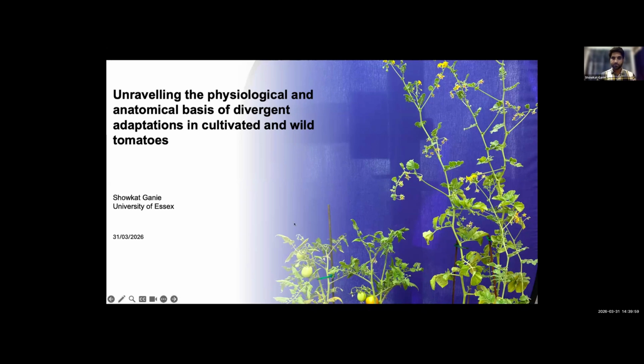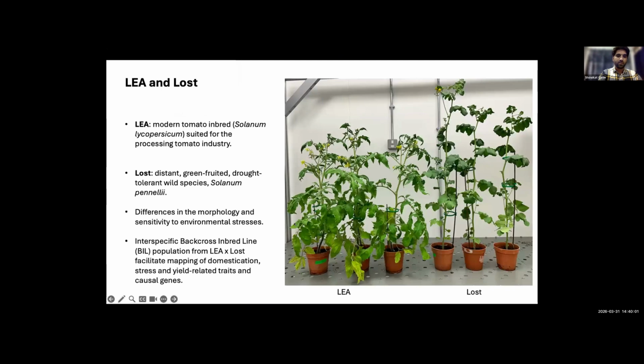So I'll directly go to the contents. We have studied two species of tomato, one of them is called Lea and the other is called Lost. Lea is Solanum lycopersicum, which is a modern tomato inbred that is suited for the processing tomato industry. And Lost is a green-fruited, drought-tolerant wild relative of Lea.